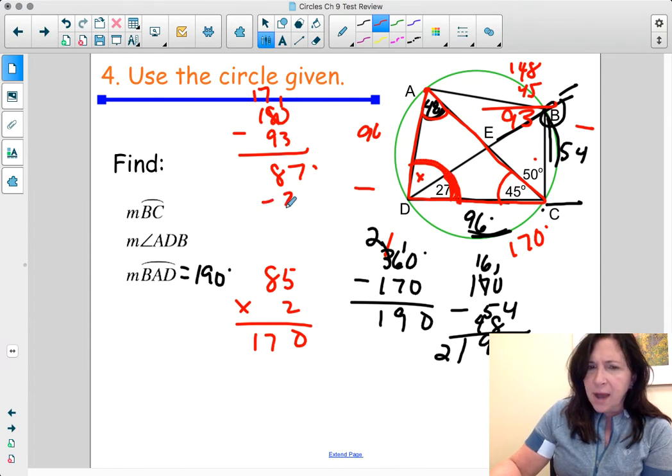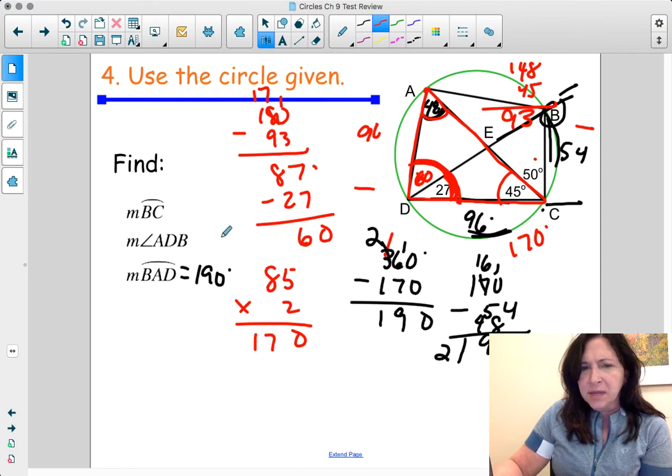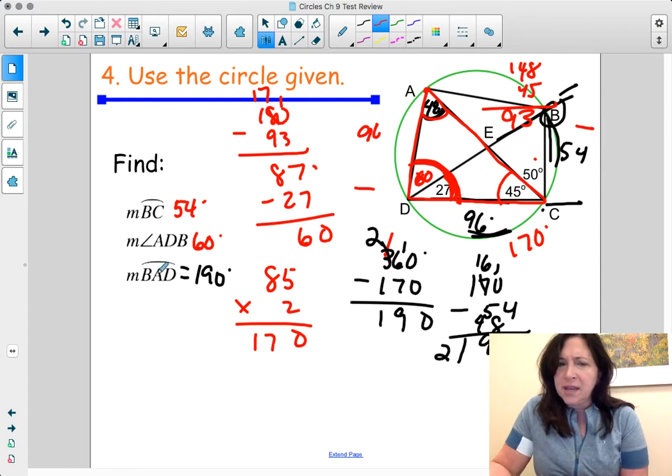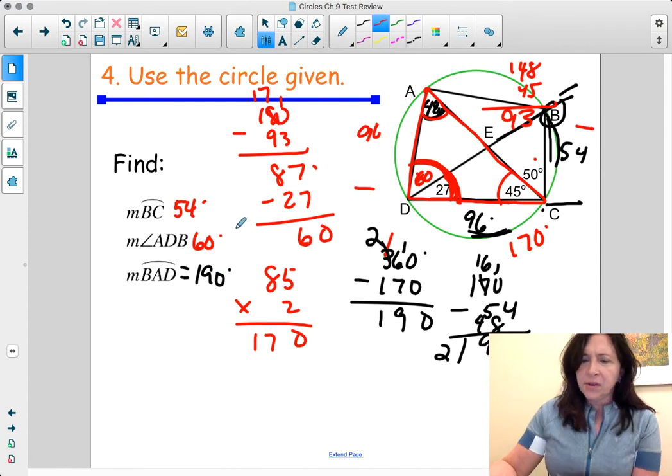I'm going to subtract 27 and I get 60. So this angle here is 60 degrees. So that's ADB, which is 60 degrees. We found BC, which was 54 degrees, and we know BAD, arc BAD is 190.